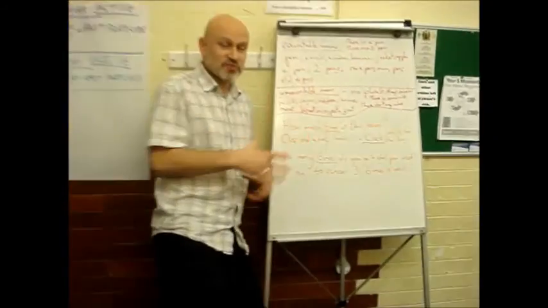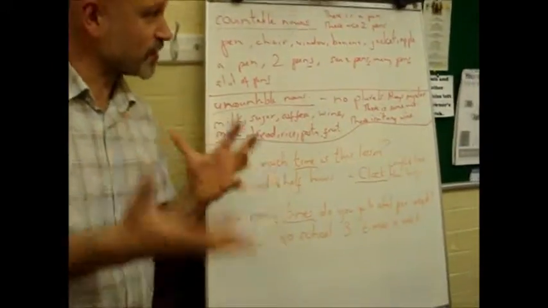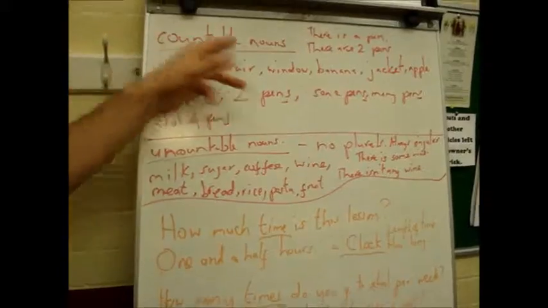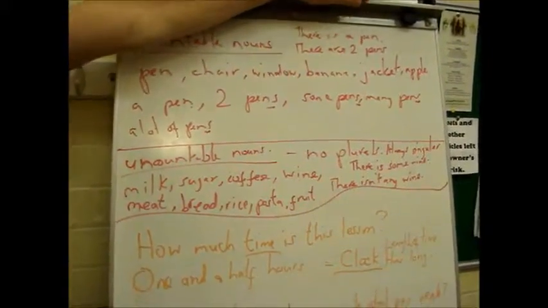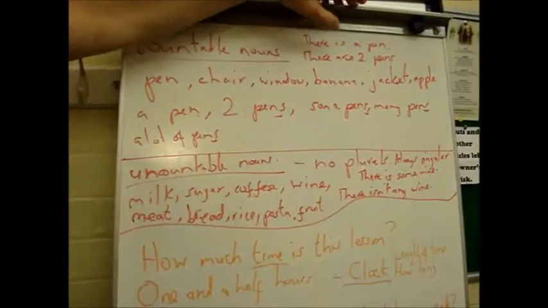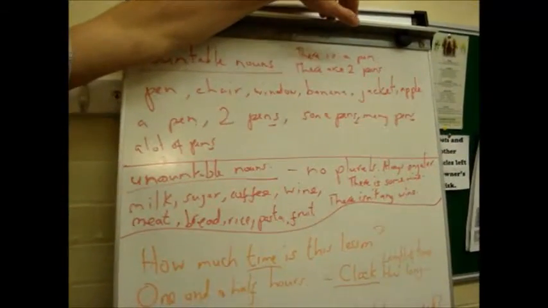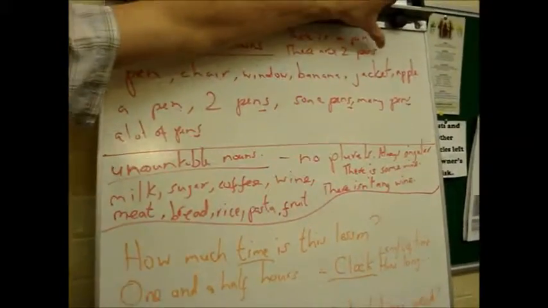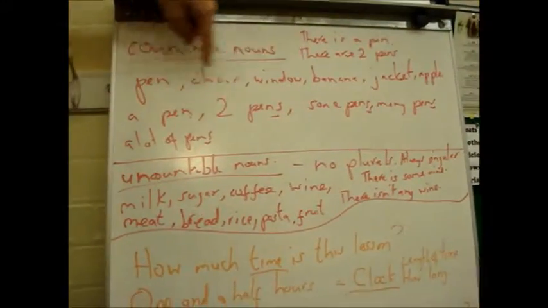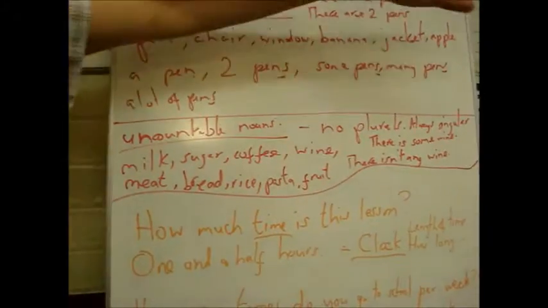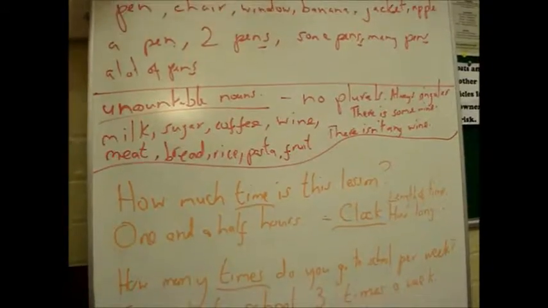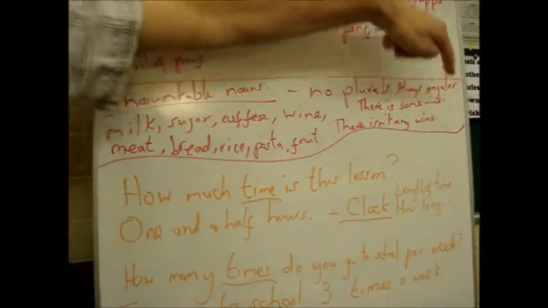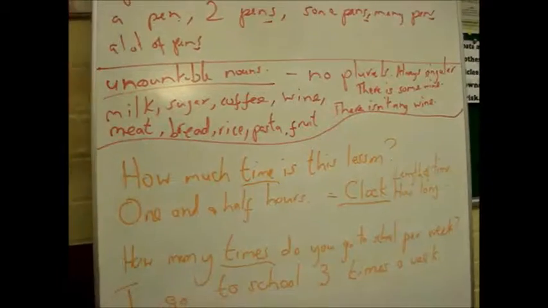Turn around, Ivana, let's do this board over here. Now, this was the next thing we were reviewing, countable and uncountable nouns. Countable nouns, there is a pen, there are two pens. Remember, for one, we always say there is, or there is an for words that begin with vowels. Or there are two pens, adding the plural. And we came up with a few examples. We know this already. Uncountable nouns, no plural, no article, always singular. There is some wine, there isn't any wine.